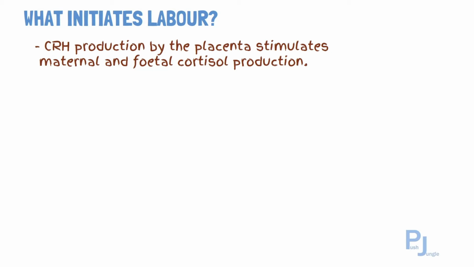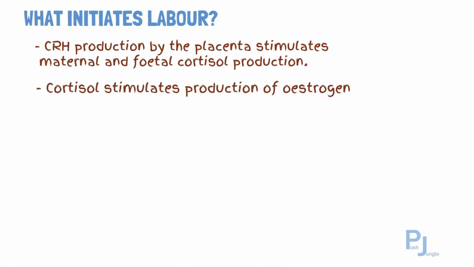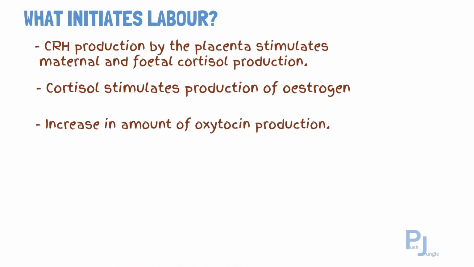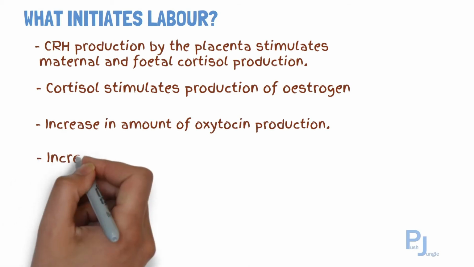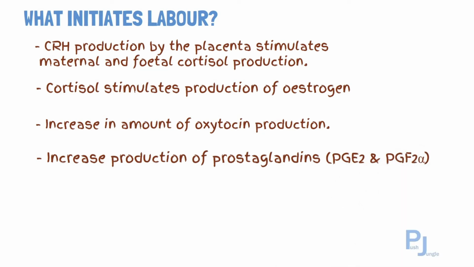Also, it is believed that cortisol stimulates the production of estrogen. There is also an increase in oxytocin production and upregulation of oxytocin receptors in the uterus, making the uterus more sensitive to oxytocin. Oxytocin stimulates the release of PGE2 and PGF2 alpha in the fetal membrane by activation of phospholipase C. These prostaglandins and oxytocin stimulate uterine contraction. This uterine contraction leads to descent of the fetal presenting part through the cervix.